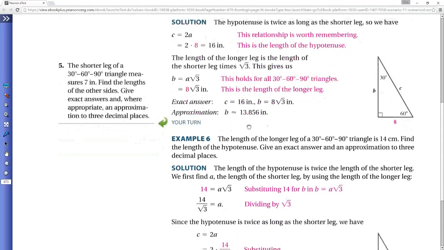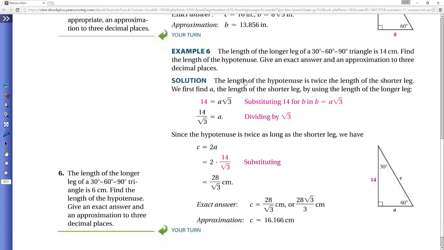Okay, example 6 is going to take a different leg of this 30, 60, 90 and do that. Very, very critical to draw the pictures and to figure out what parts we're talking about here. In this case, the longer leg is the one opposite the 60-degree angle, and the shorter leg is opposite the smaller angle, 30 degrees. So we're talking about this leg right here is 14 centimeters. So they give us this one is 14 centimeters and we don't know the short leg or the hypotenuse.